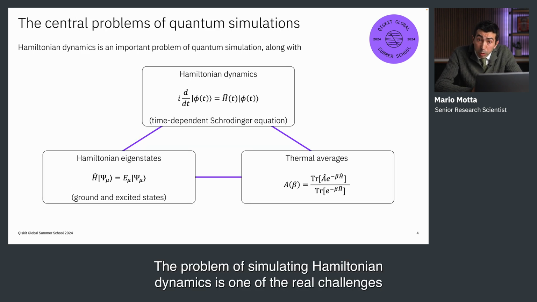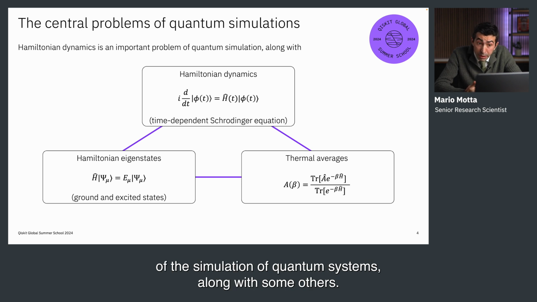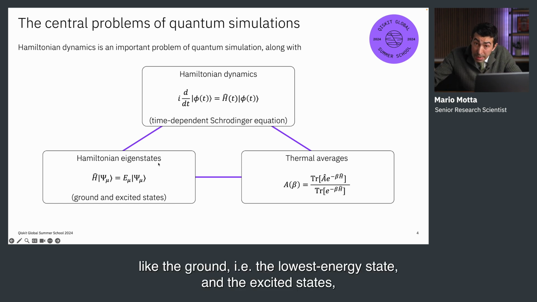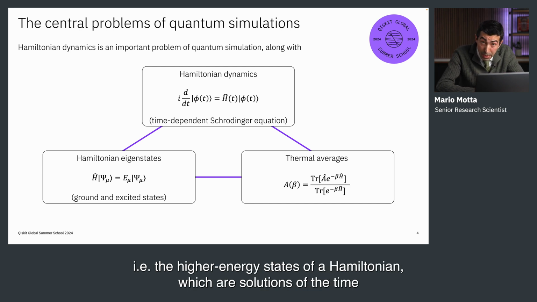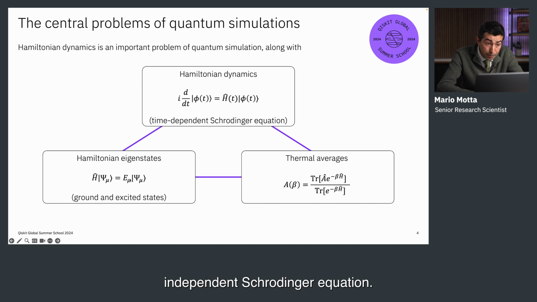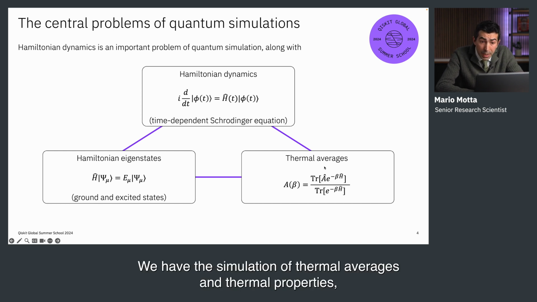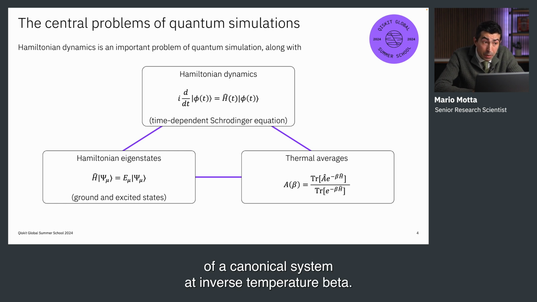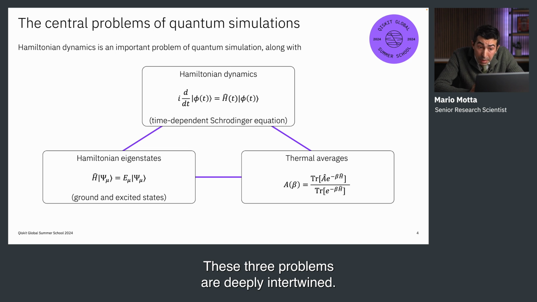So the problem of simulating Hamiltonian dynamics is one of the real challenges of the simulation of quantum systems, along with some others. For example, we have the simulation of Hamiltonian eigenstates, like the ground state, the lowest energy, and the excited states, the higher energy states of a Hamiltonian, which are solutions of the time-independent Schrödinger equation, and the simulation of thermal averages, thermal properties, which requires us to find the Gibbs state, the equilibrium state of a canonical system at inverse temperature beta. These three problems are deeply intertwined.